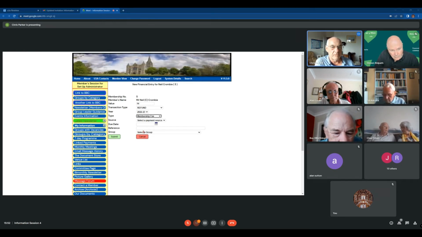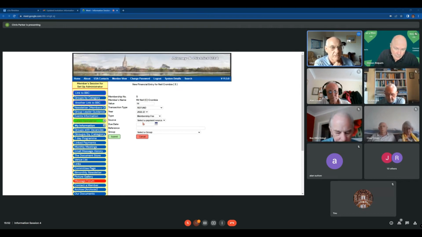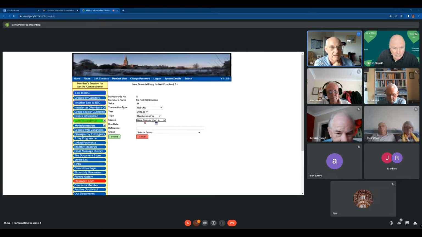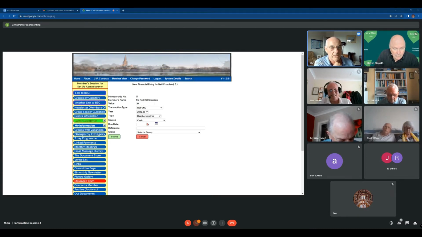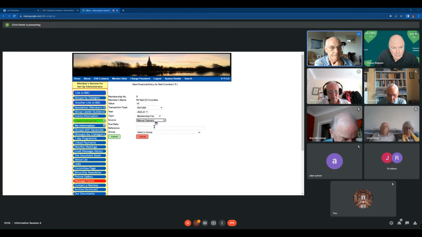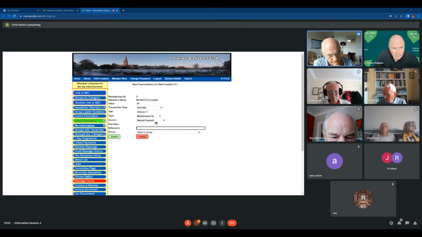membership fee, and this time the source depends on how you're making the refund. If you're paying at checkout, you can do a bank transfer, or cash, but I hardly think you're going to do that. And then you've got the internal transfers or manual payments to reverse. Due date's not so important, so you can leave that blank. But again, add a reference, whatever it is.